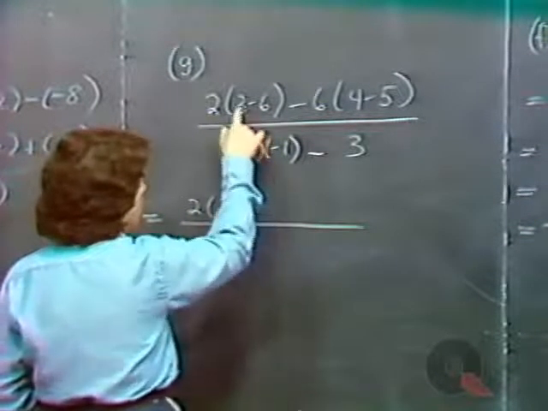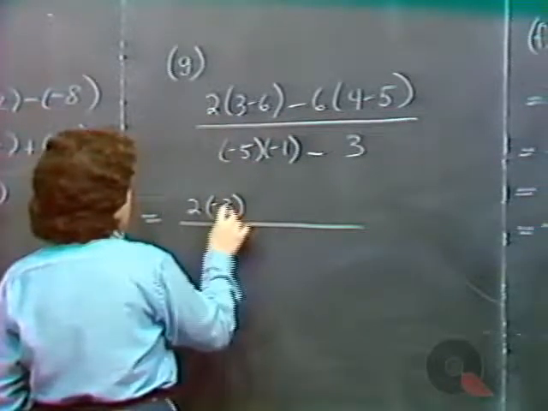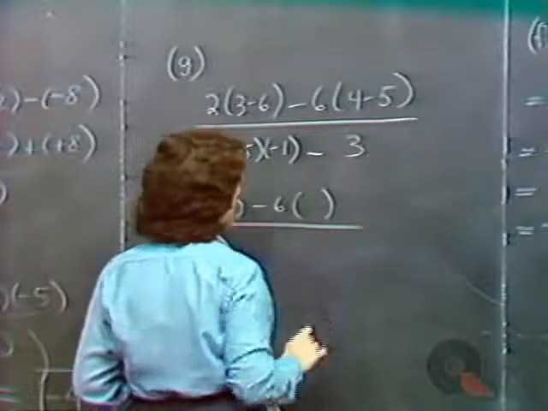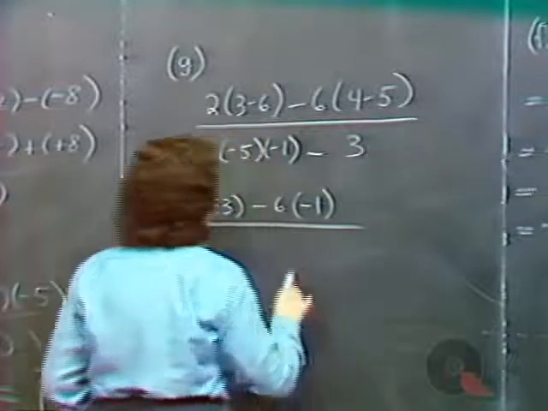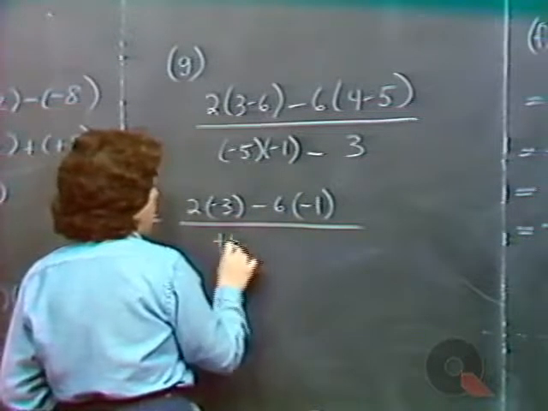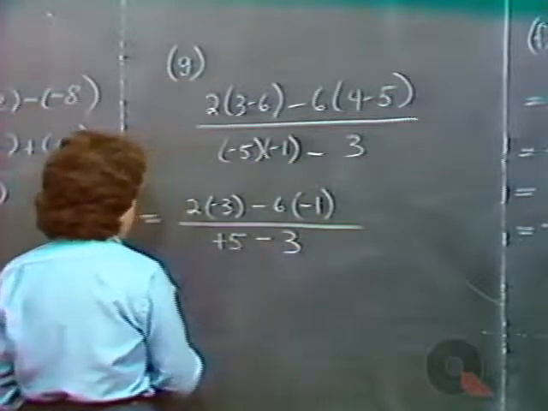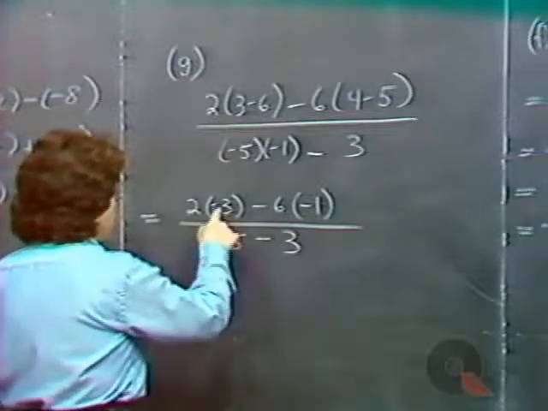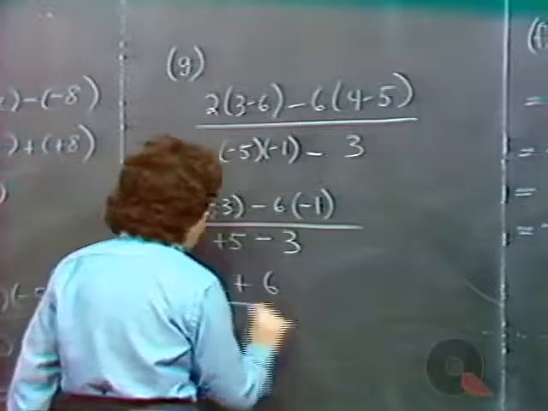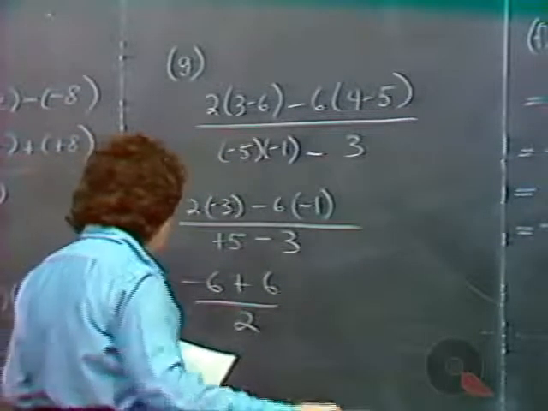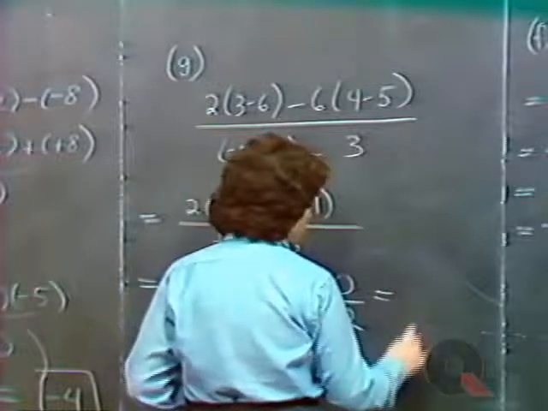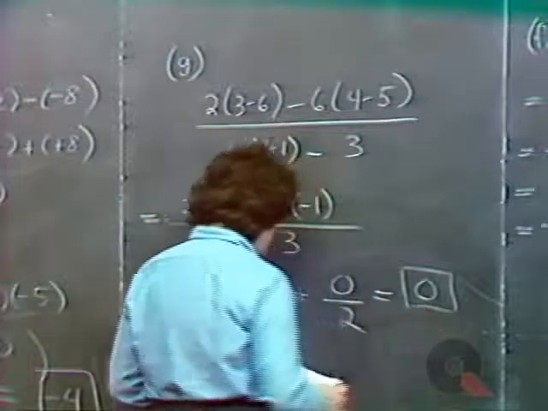So 2 times 3 minus 6 is a minus 3. Minus 6 times 4 minus 5, that's a minus 1. Over minus 5 times minus 1, that's plus 5, minus 3. That gives us minus 6 plus 6 over 2. Minus 6 and a plus 6, that's 0, divided by 2, and the result is 0.